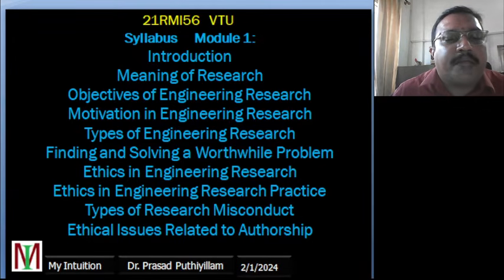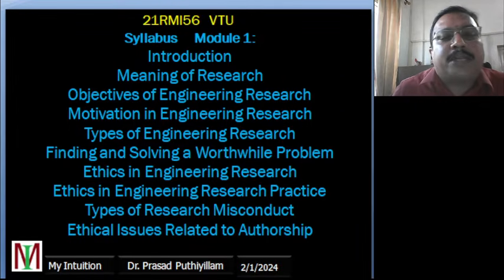Okay, so types of research misconduct. What are the wrong things that people possibly do knowingly or unknowingly, we should know. Once we know, then knowingly we will not do them. If we do unknowingly, again somebody will have to correct us.